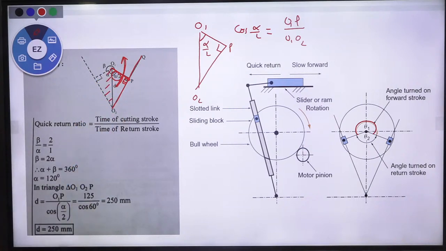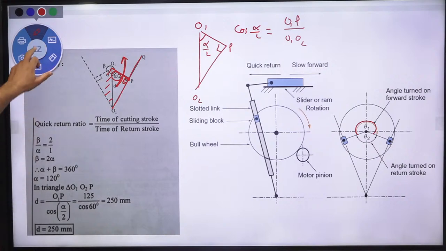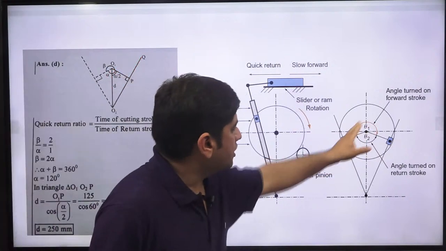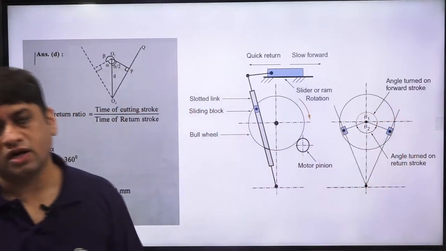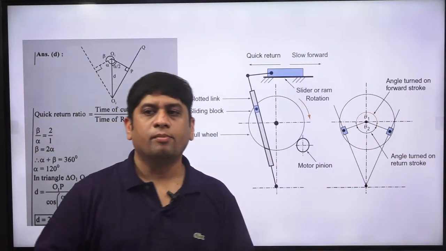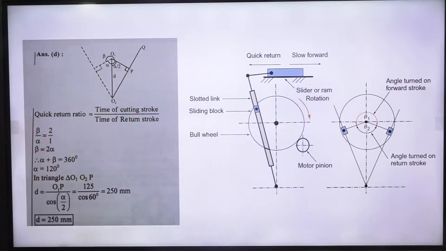I'm sure you people have done this question. How to find out quick return ratio? This is how we have to find it. Quick return ratio is calculated in terms of your angle. See the diagram carefully, theta 1, theta 2. When this crank rotates through angle theta 1, you get the forward stroke, the cutting stroke, and the forward or cutting stroke is slow. The backward stroke is fast because that is the idle stroke. Quick return has to be there. Right? This is a very, very common formula.